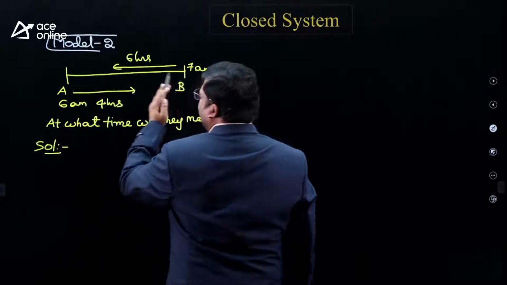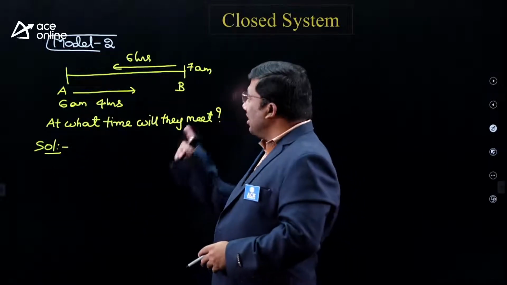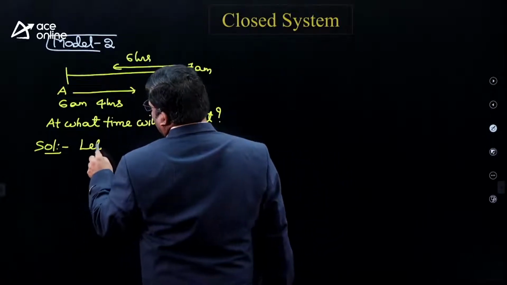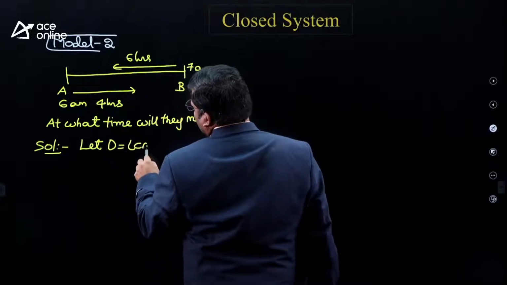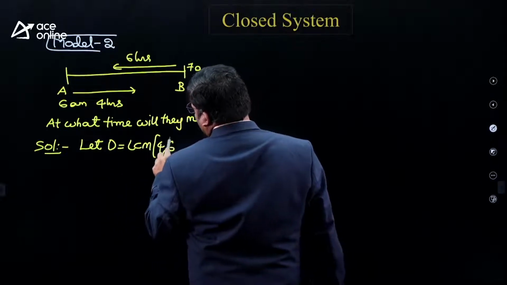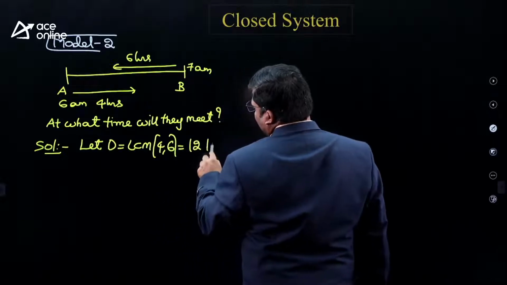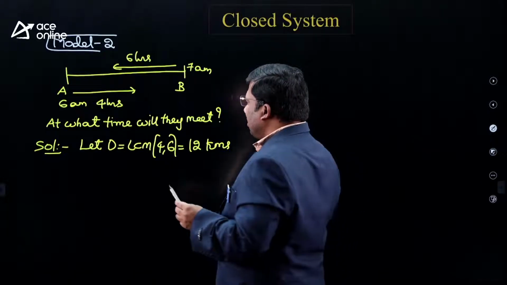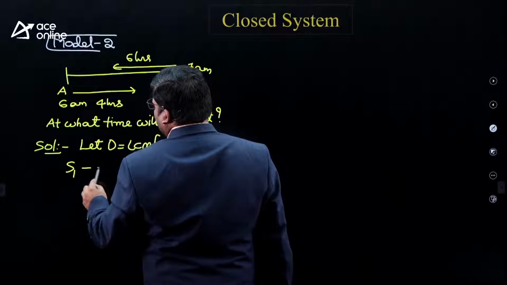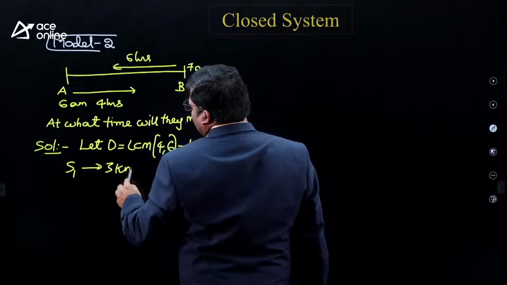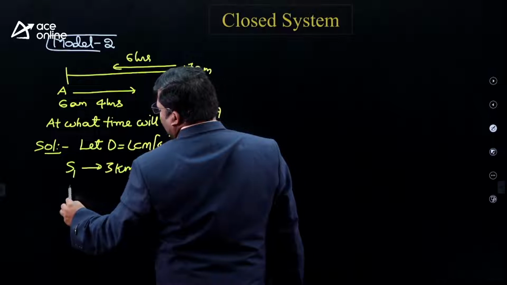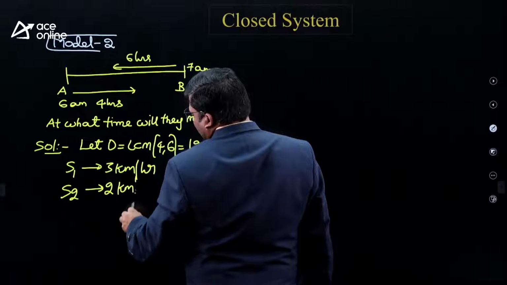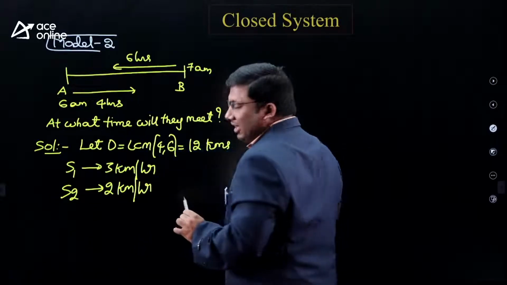First of all, traveling time A to B, how many hours? 4 hours. B to A, how many hours? 6 hours. That means let distance equivalent to the LCM of 4 and 6, which is 12 kilometers. Still here it is clear. So S1 will become 12 kilometers in 4 hours, which is 3 kilometers per hour. S2 will be 12 kilometers in 6 hours, which is 2 kilometers per hour. Till here it is clear.